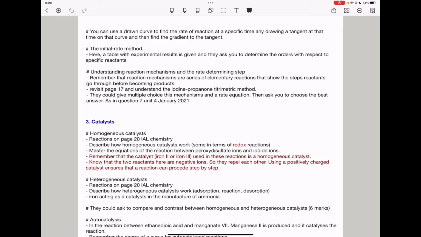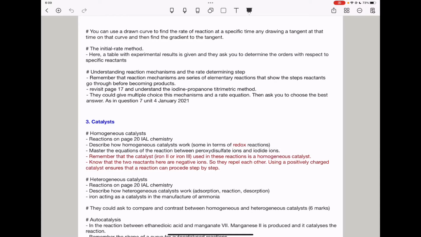You need to revisit page 17 and understand the iodine propanone titration method. These questions are very common in multiple choice questions, where they give you the mechanism and the rate equation and ask you to choose which specific mechanism suits the rate equation. So if you have time, please visit question 7, Unit 4, January 2021. It was a very good question on this topic.